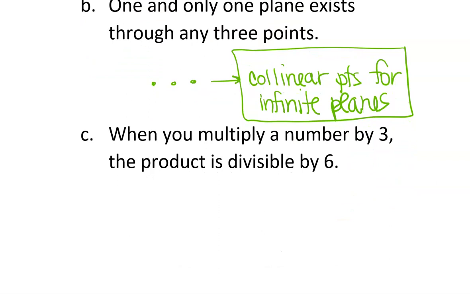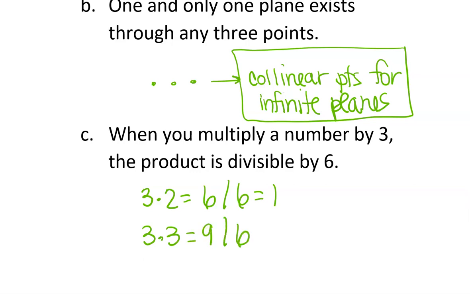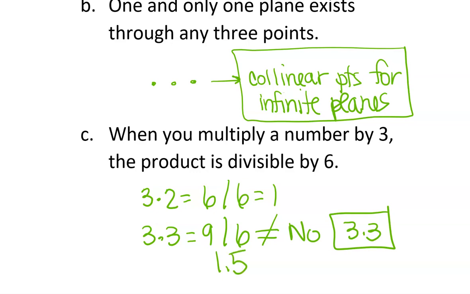When you multiply a number by 3, the product is divisible by 6. So we're going to start multiplying numbers by 3. The first one I think of is 3 times 2. 6. 6 is divisible by 6. Okay, how about 3 times 3? 9. Is 9 divisible by 6? No. So my counterexample is 3 times 3. Okay, 9 divided by 6 gives you a decimal of 1.5, and 1.5 is not a whole number.